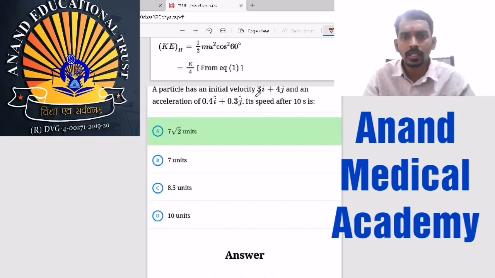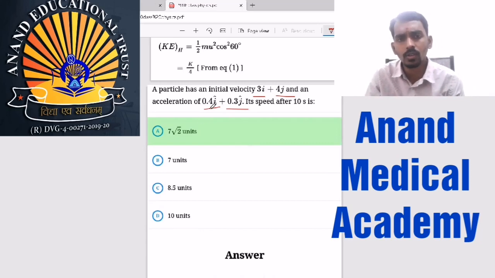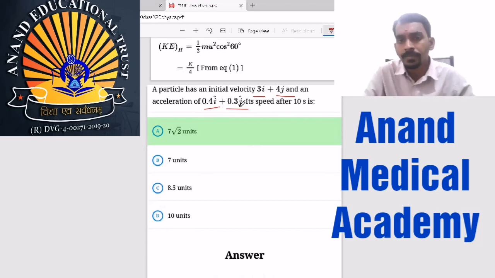They will give velocity x component, y component, acceleration x component, y component. Then speed after some time means there is one x velocity vx, there is one y velocity vy. So you will apply here that acceleration is constant, 0.4 is constant, 0.3 is constant. So the same formulas you will apply, like uniformly accelerated motion, but for the x direction you will apply separately, for the y direction you will apply separately.